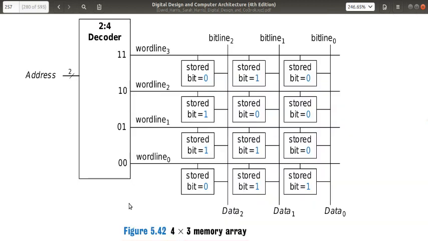Now let's go back to our 4x3 memory array. So how is it internally arranged, or how is this memory array implemented? We have to see that also, right?